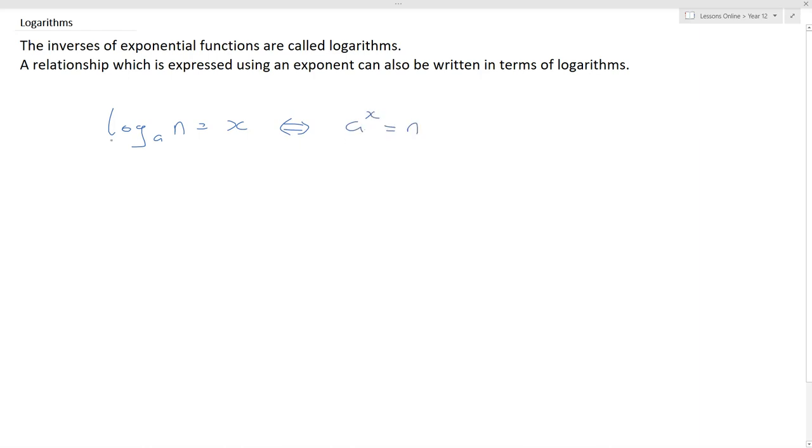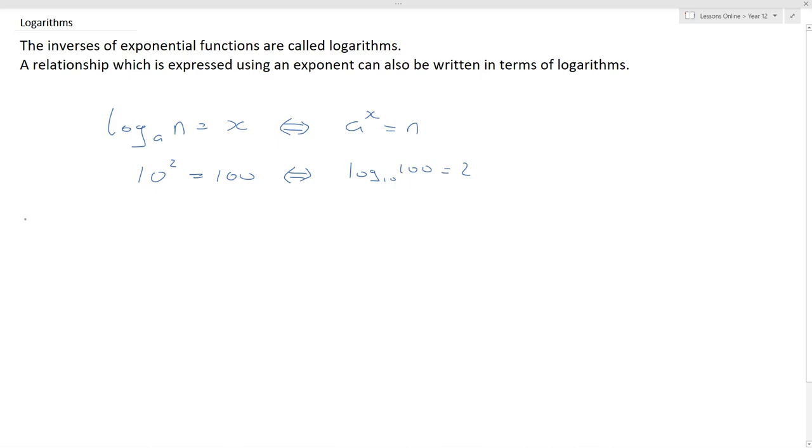Now, as a student, I used to remember this formula using 10 squared. If I say 10 squared is equal to 100, equivalently, you can write that the log to base 10 of 100 is equal to 2.